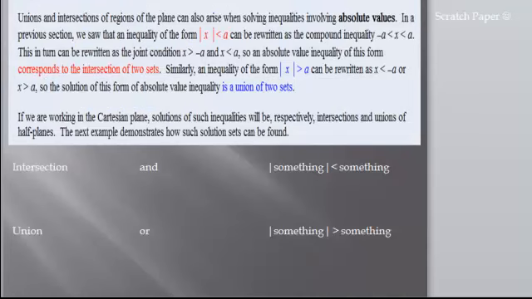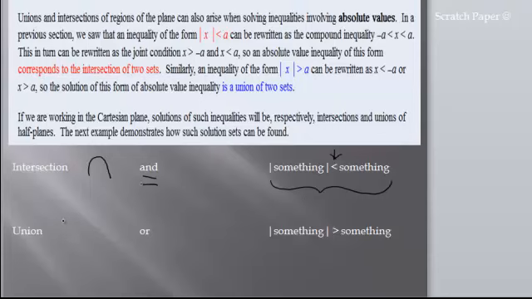Unions and intersections of regions of the plane can also arise when solving inequalities involving absolute values. Let's go ahead and look down at the bottom of the page. Now if you want, you can pause the video and read all of these words at the top. This is kind of how I think about it. An intersection, remember, is this symbol. It's represented by the word and. You have the absolute value of something is less than something else. What I really want you to notice is that the absolute value is alone on the left side, and that this is a less than symbol.